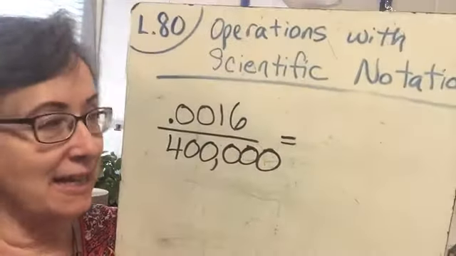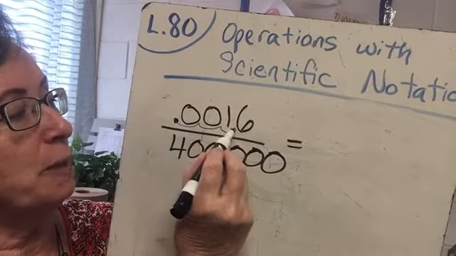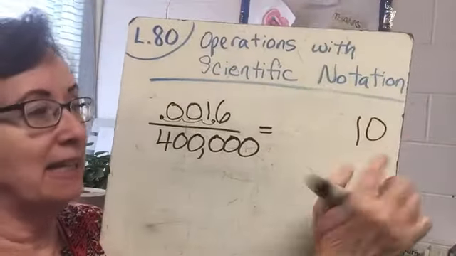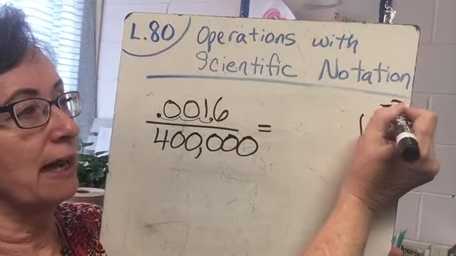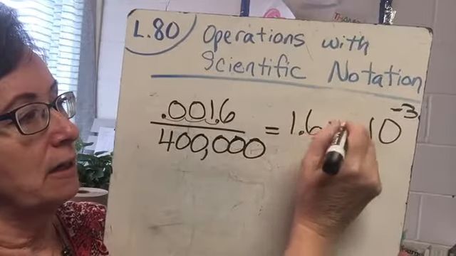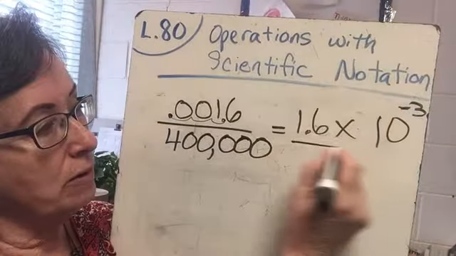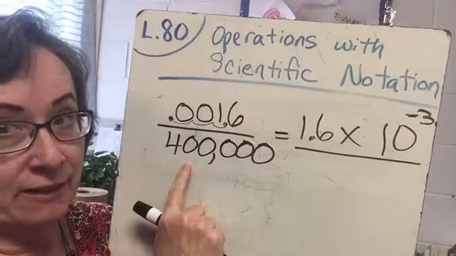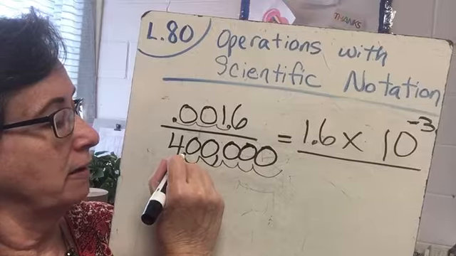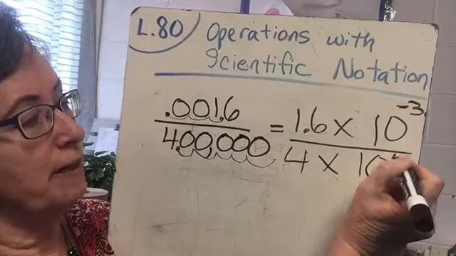Neither one is in scientific notation. So we need to move the decimal 1, 2, 3 places to the right, which means our exponent on the 10 is going to be 3 places to the left. So this is going to be 1.6, which is between 1 and 9 inclusive, isn't it? And now we're going to look down here. 1, 2, 3, 4, 5. So that's going to be 4 times 10 to the 5th.